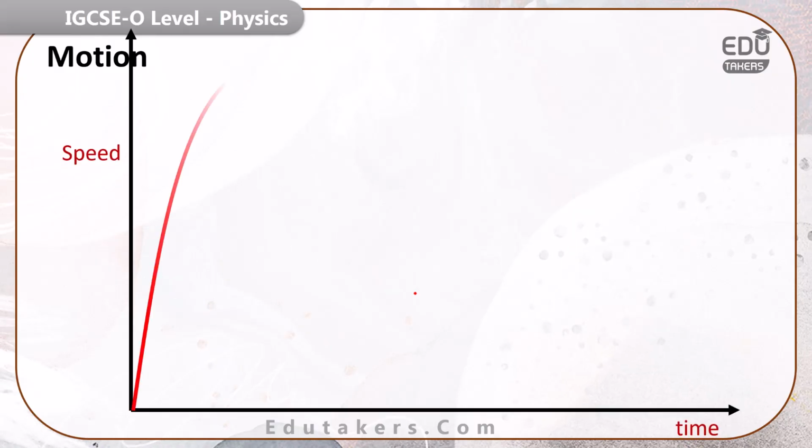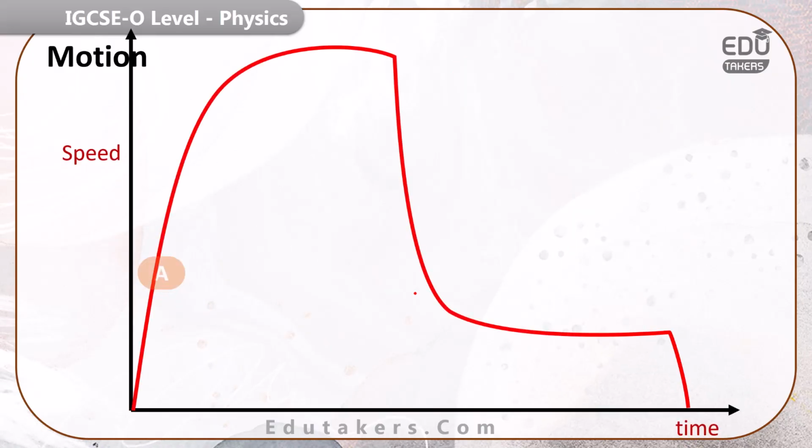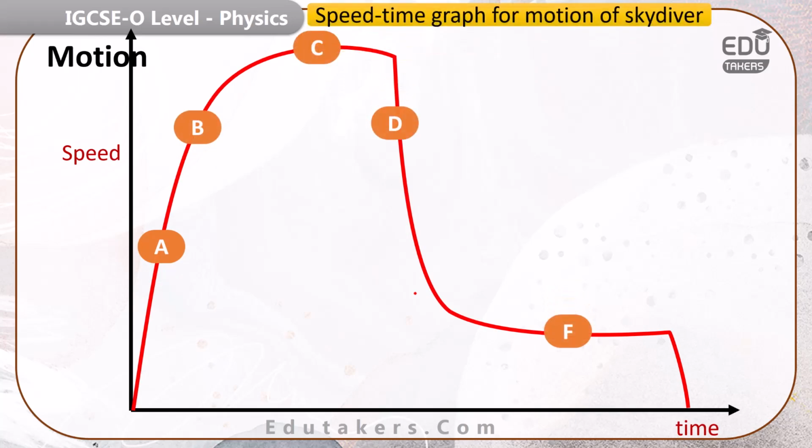You can see this graph, it is for the motion of the skydiver. There are different points labeled A, B, C, D and F. So first of all, see here the point A. At the point A, the curve is basically straight. If I make a speed-time graph here, you get a curve like that. It means that here the skydiver initially is accelerating.